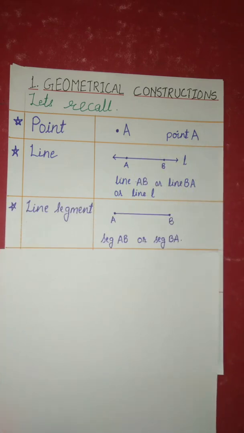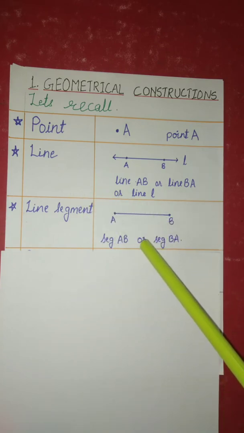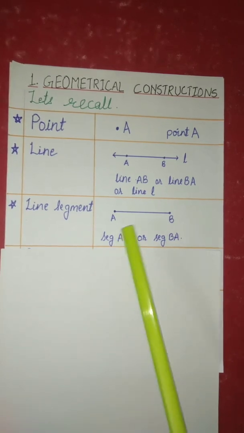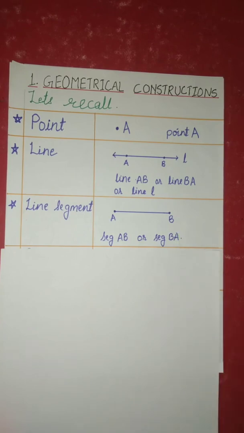Then the next is line segment. Line segment is a part of a line. It has definite length. It has a starting point as well as an ending point. We can name the line segment using the ending point and starting point. Therefore, name of this segment is segment AB or segment BA.